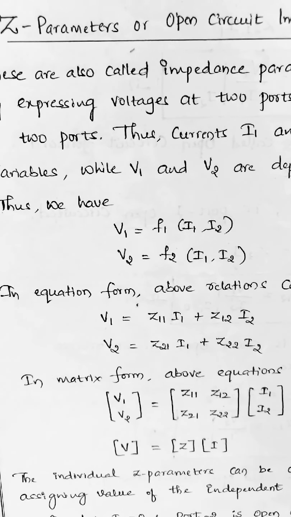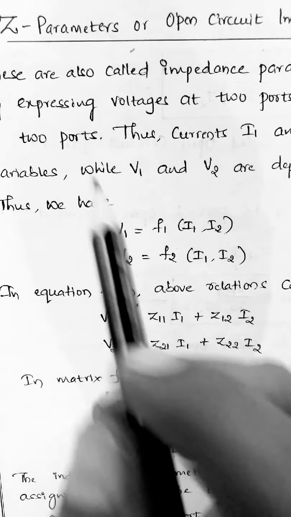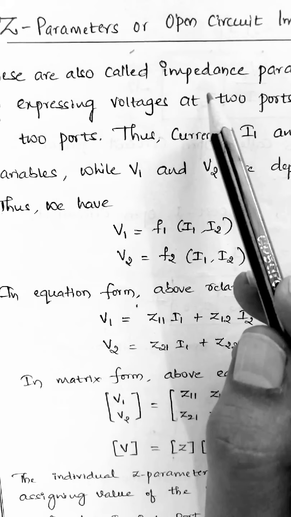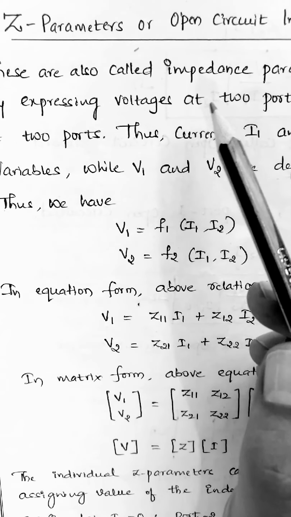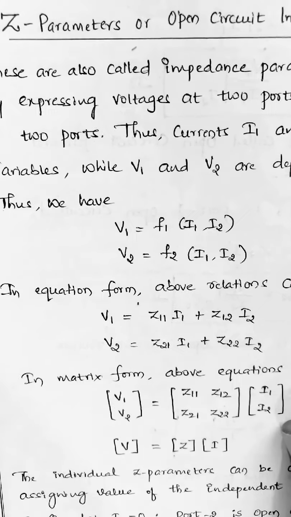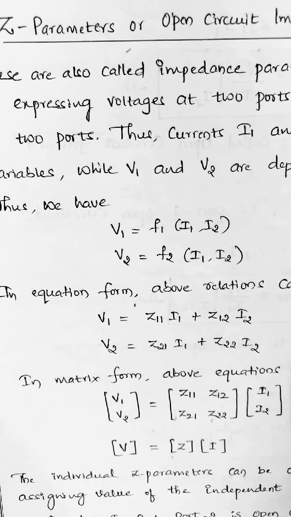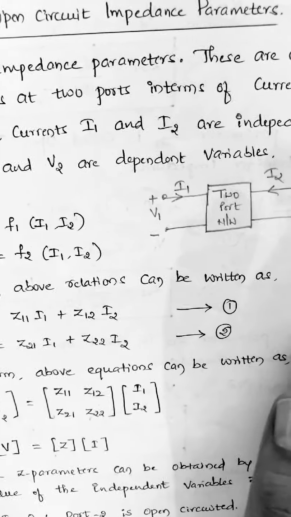Hi friends, in this video we are going to discuss Z parameters, or we can say open circuit impedance parameters. Why are Z parameters called open circuit impedance parameters? We'll discuss that. Before that, we are going to express this on a two port network. See here, it is the two port network.